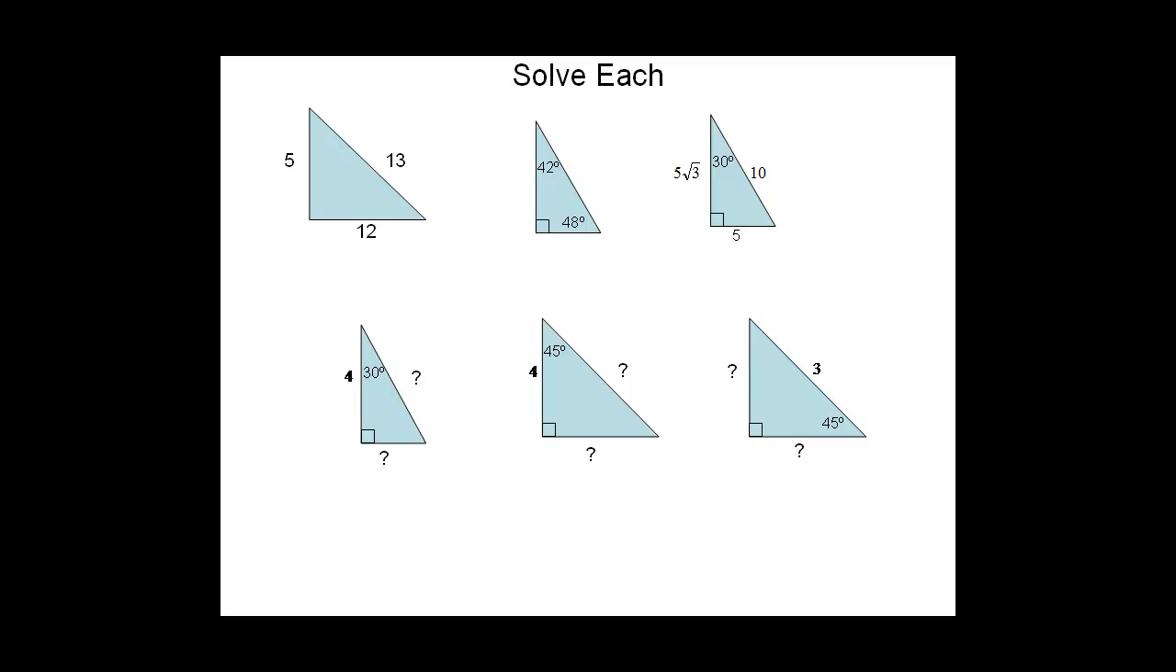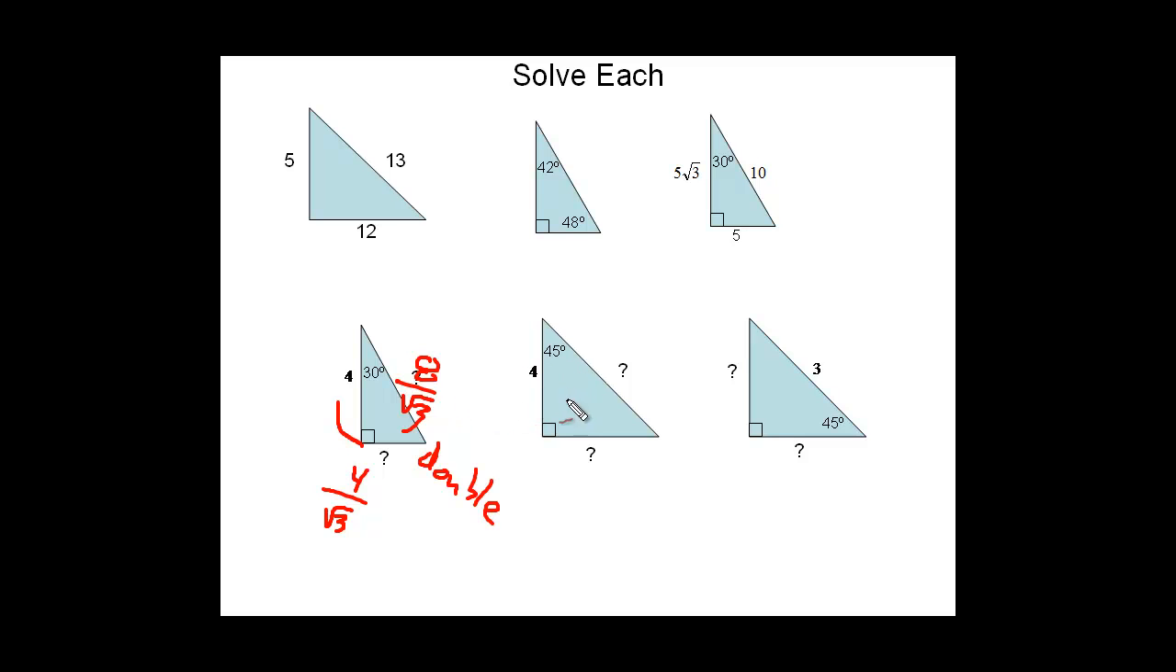Now, for the bottom ones, same type of situation. If you have a 4 and you're getting smaller, you take 4 and you divide by the square root of 3. Then you double it, and you get 8 divided by the square root of 3. Now, with WebAssign, they may ask you to rationalize that, or they may not.